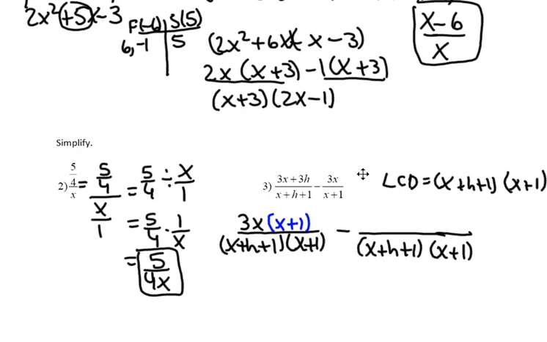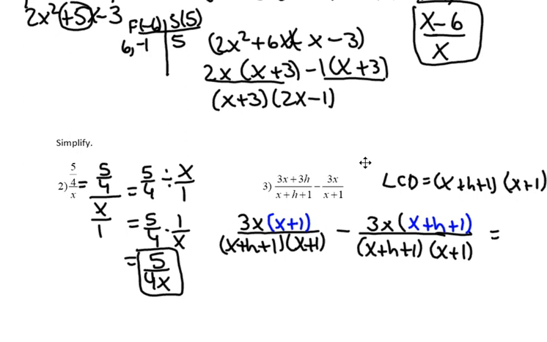Now, take a look at the second denominator. What factor is missing in that denominator that's in the LCD? Well, it already contains a factor of x plus 1. It's missing the factor of x plus h plus 1. So I'll rewrite 3x. Since I've multiplied the denominator for this by x plus h plus 1, I must multiply the top by x plus h plus 1. Okay, so now from here I need to multiply.